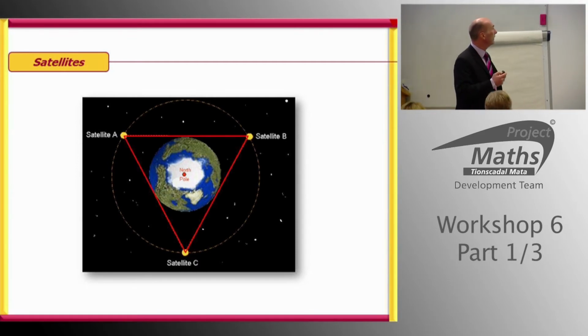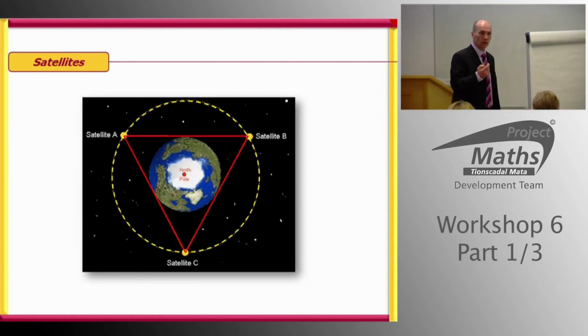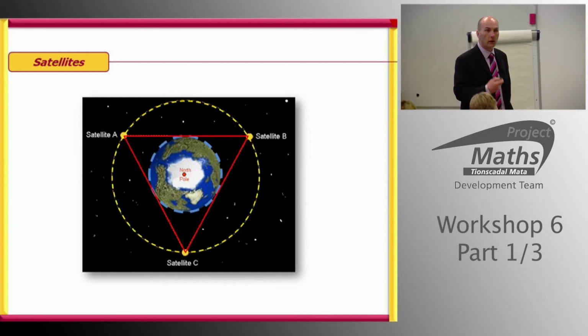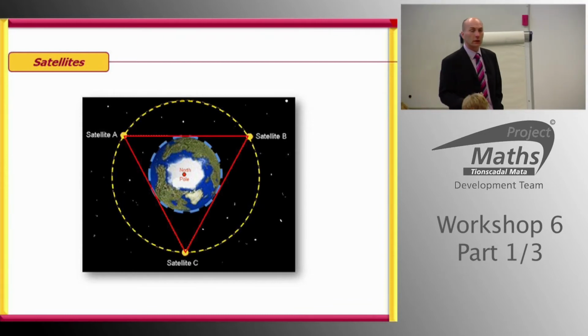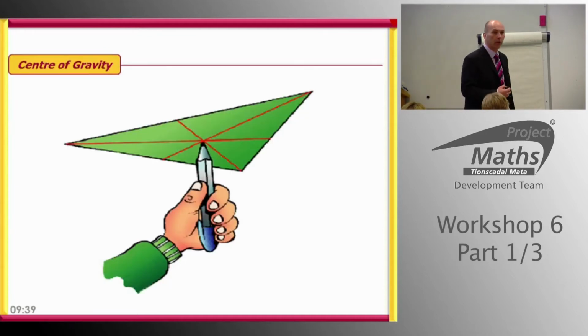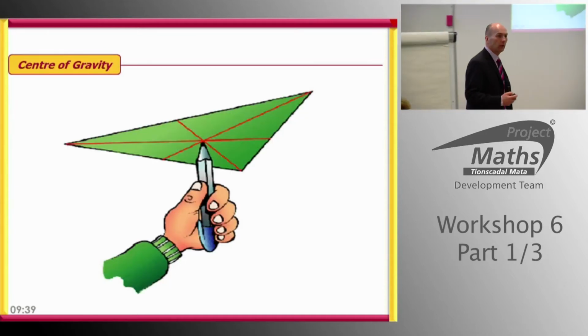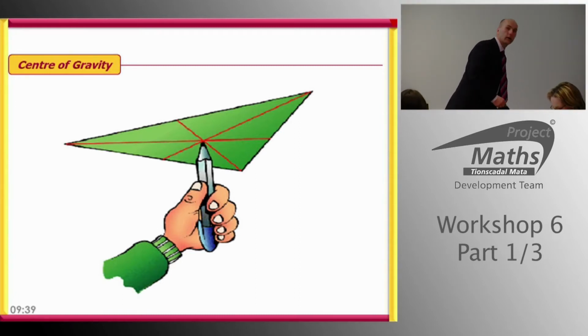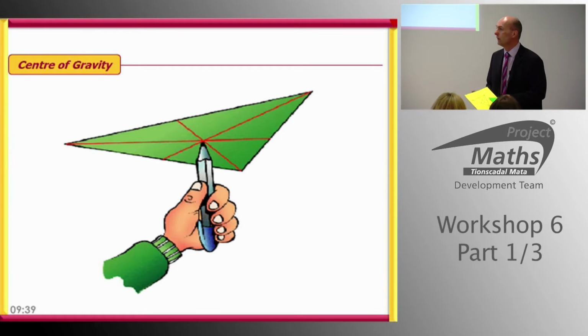Equilateral. And then we have the circumcircle and the incircle. All right, so the maths that we do, these images are relevant. They happen in the real world. And here we have the centroid. And the reason it's called the centroid is because it is a center of gravity.